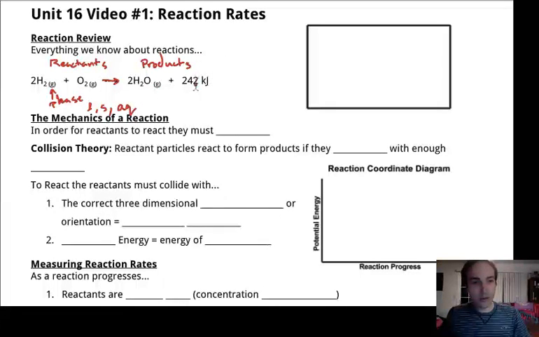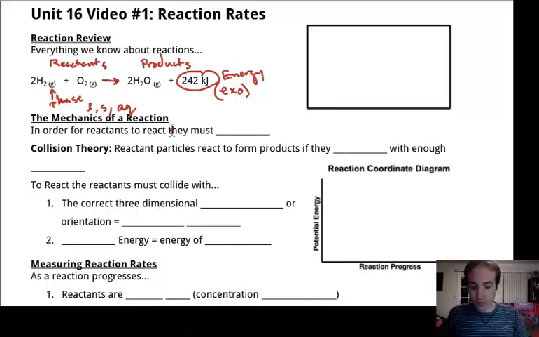And then the last thing we know is that, based on what's here, this over here is energy. And because it's on the right side, meaning it's on the product side, we know that energy is exiting the reaction. So this is an exothermic reaction.